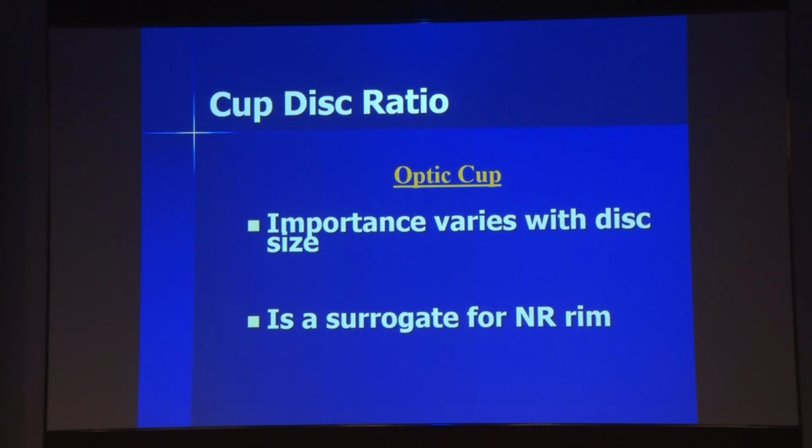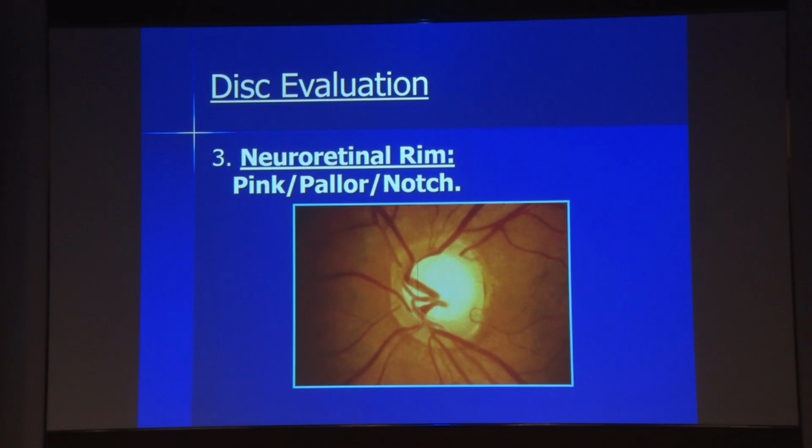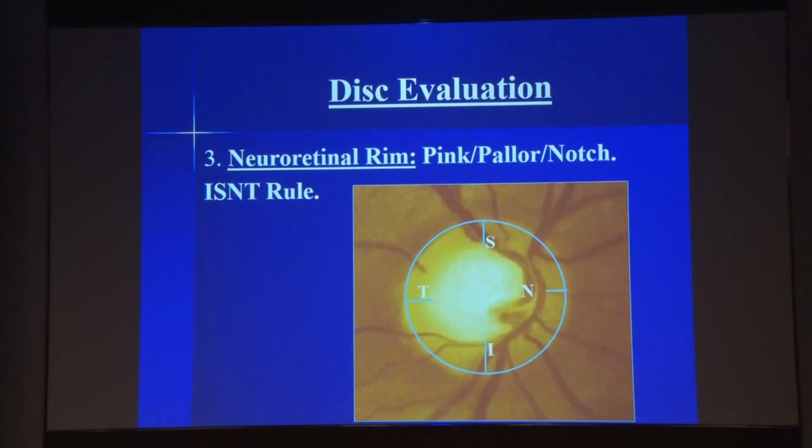So what is important is the health of the neuroretinal rim, through which 1.2 million axons pass: whether it is pink, whether it is pale, whether it has a focal abnormality like a notch. The next thing important is the so-called ISNT rule. ISNT rule means the inferior neuroretinal rim is supposed to be thicker than the superior neuroretinal rim, which is supposed to be slightly thicker than the nasal and the temporal. This is the typical ISNT rule.